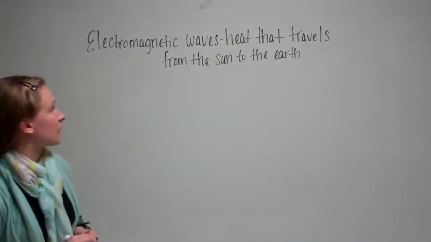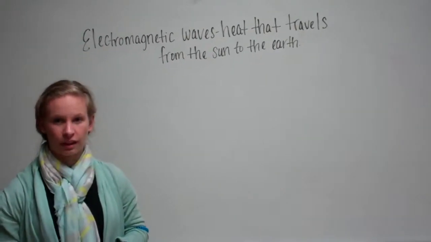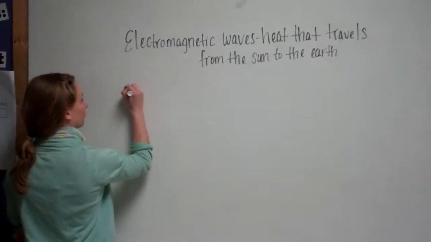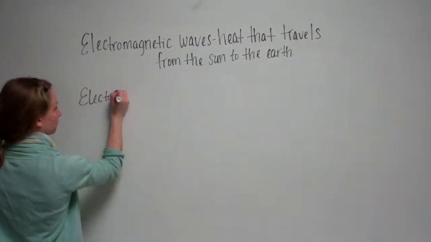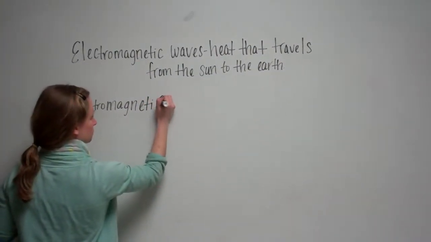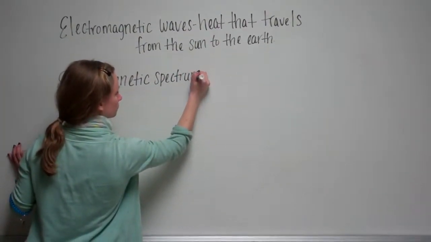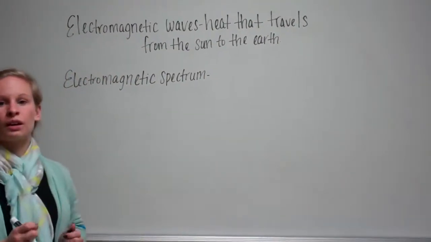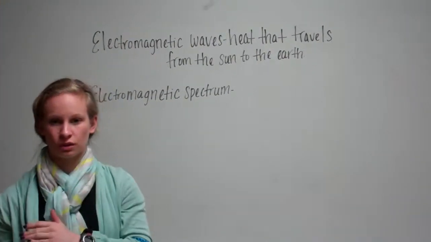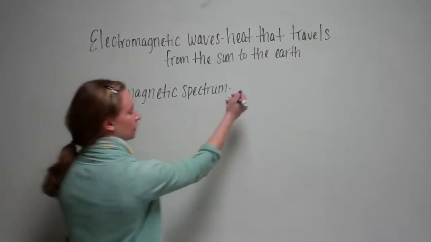Okay, and these different types of waves that we have traveling from the sun to the earth vary greatly in their wavelength. So we have something called the electromagnetic spectrum, which is a way of organizing the electromagnetic waves in order of longest wavelength to shortest wavelength. So it's a way of organizing our different types of electromagnetic waves.